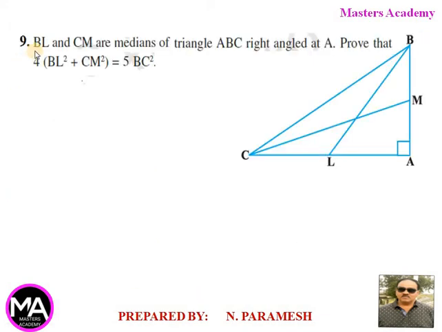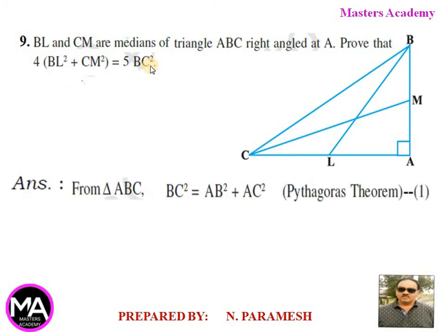Ninth question, BL and CM are the medians of the triangle ABC, right angle at A. Prove that 4 of BL square plus CM square is equal to 5 BC square. Answer, from triangle ABC, applying Pythagoras theorem, BC square is equal to AB square plus AC square, call this as equation 1.